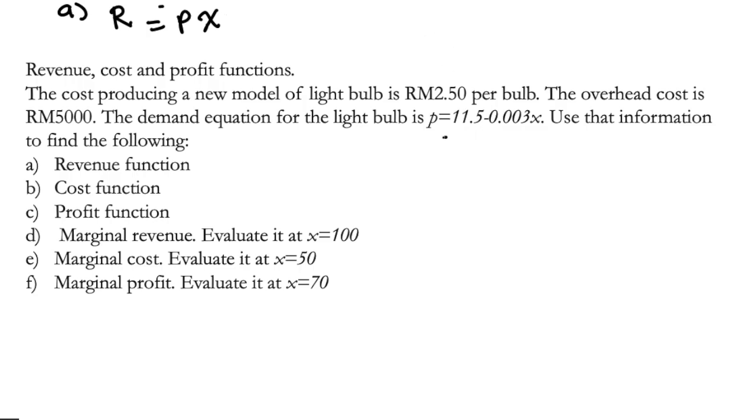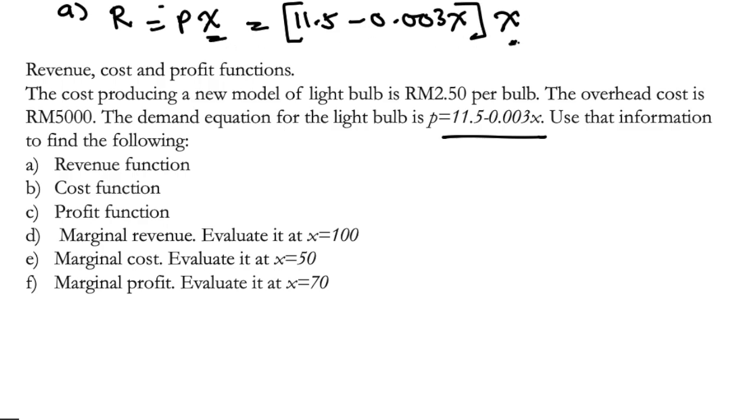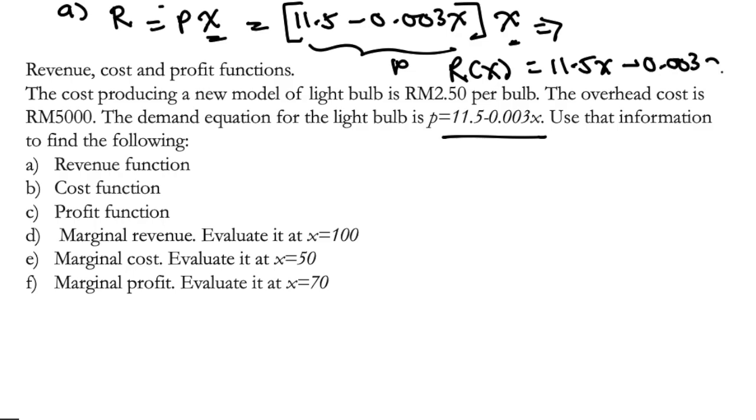So we have P, now we need to have [11.5 minus 0.003x], the whole thing in square brackets, multiplied by X. So this one is P. When you simplify, you have the revenue function as a function of X, which is 11.5x minus 0.003x squared. That's it. What about the cost function?